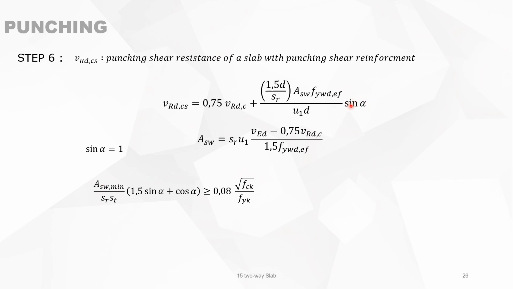because this is now 1, then in general there is a minimum shear reinforcement required, which is the minimum shear reinforcement divided by the distance in the radial sense and the distance tangential, and then again depending on the angle of the reinforcement, and it must always be bigger than the square root of the concrete quality divided by the steel quality, and then 8% of it. Most of the times sin alpha is 1 or alpha is 90 degrees, so this equation will be like that.